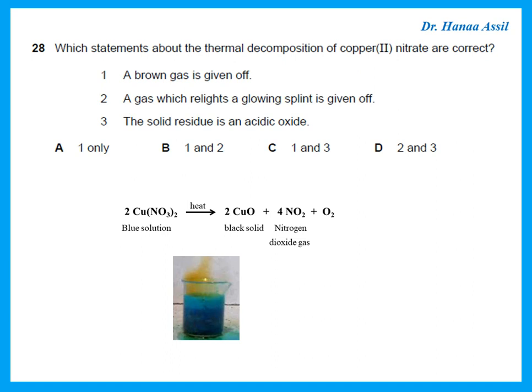It gives a reddish brown gas because it gives nitrogen dioxide gas, which is reddish brown, and it gives the gas, which is oxygen, that relights a glowing splint. So when I heat copper nitrate, I get a brown gas, that is nitrogen dioxide gas. A gas which relights a glowing splint, that is oxygen gas. Now, the solid residue is acidic oxide? No, it's basic. It's oxide of a metal. So it's basic. So it's 1 and 2.